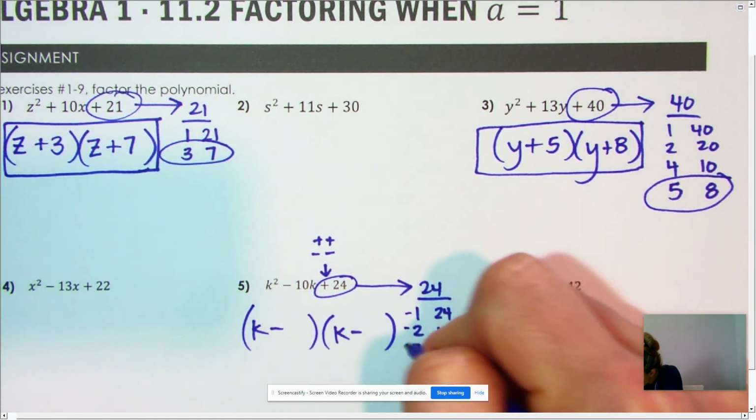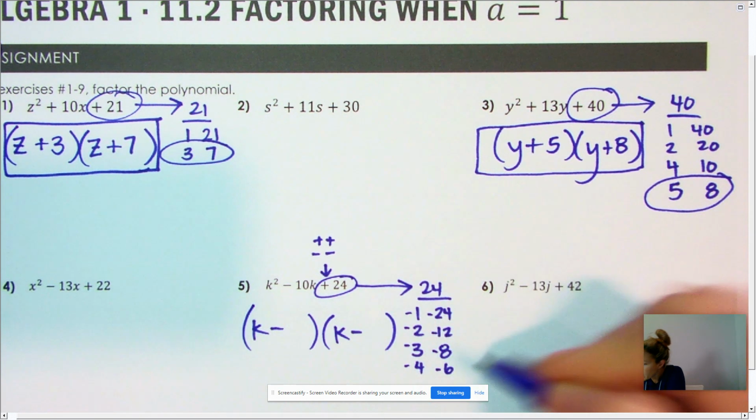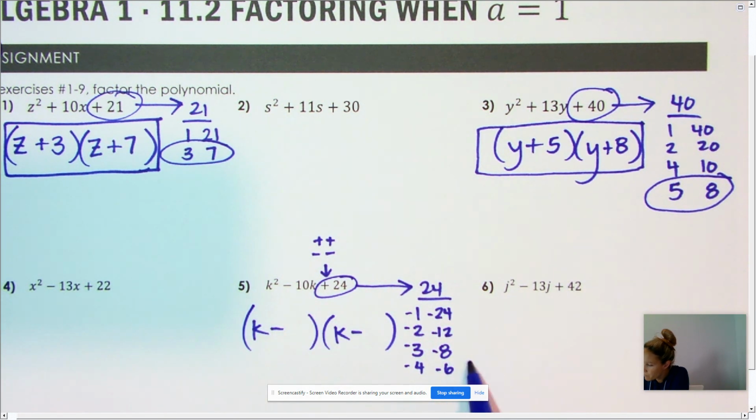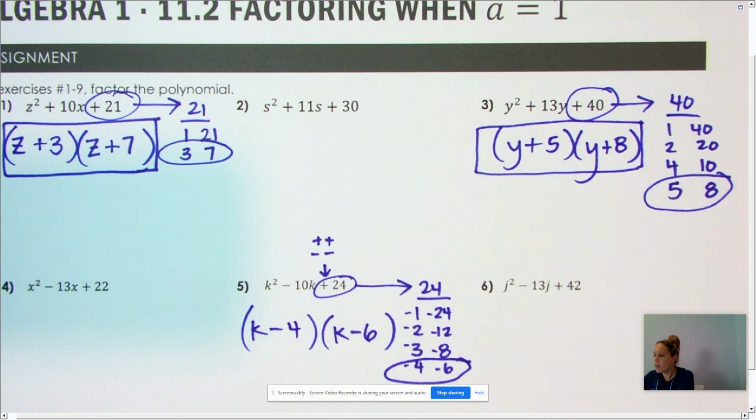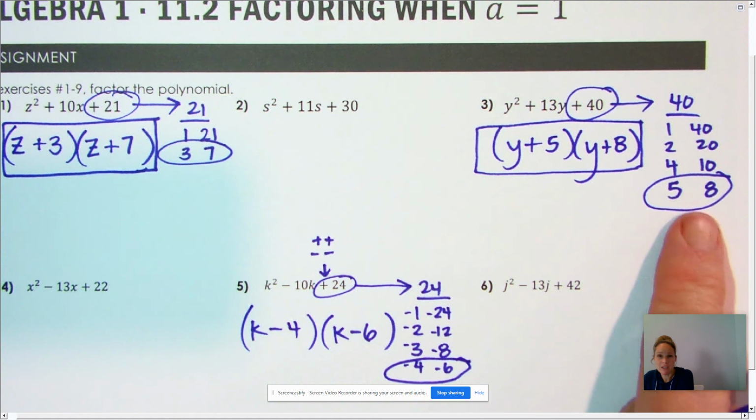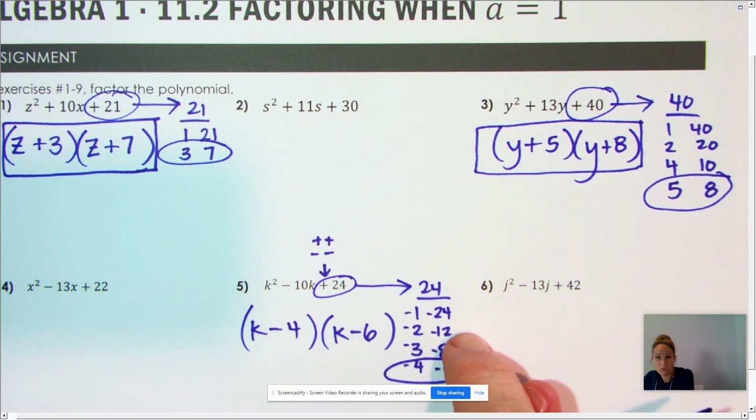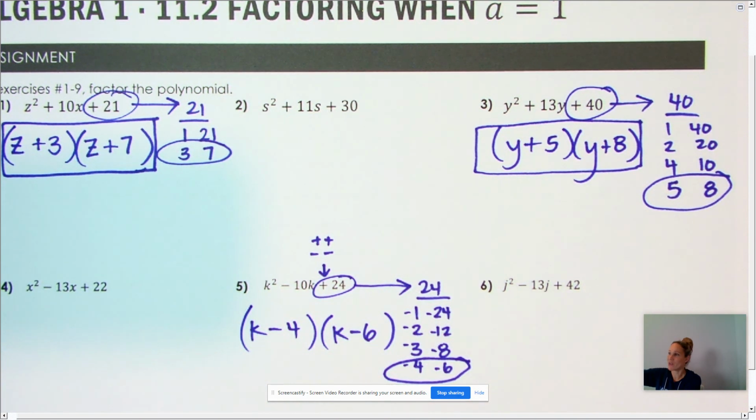So I'm going to go minus, minus, minus, minus, boop, boop. And I want to see what makes negative 10. So this one right there makes negative 10. So minus 4 and minus 6. And so all of these ones, it's been kind of our last option. But if you're going through this and you realize that you already got to an answer, you don't have to keep doing all the rest of them if you know that your answer is already right.